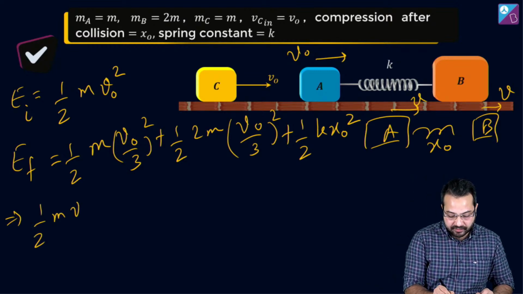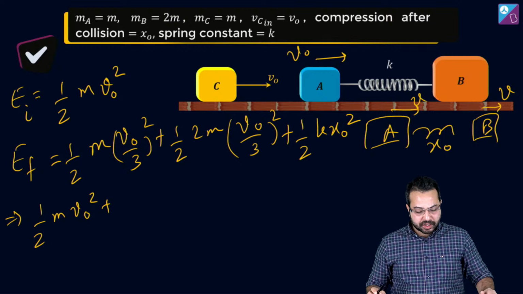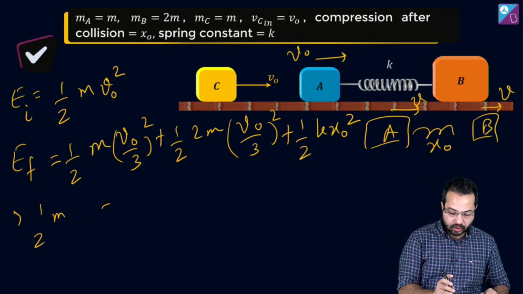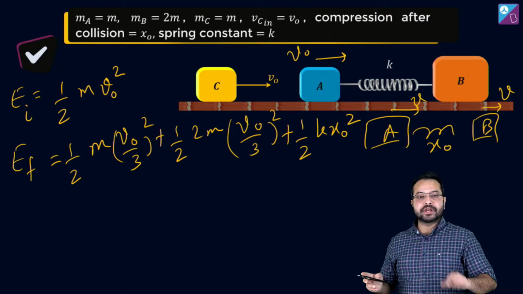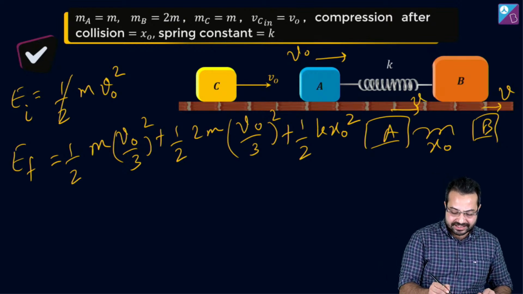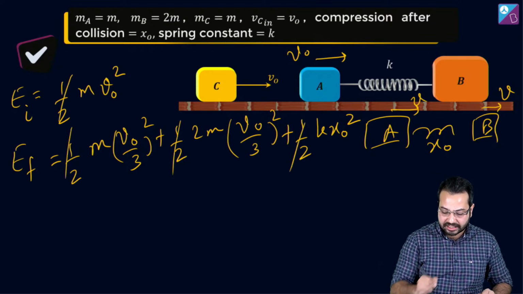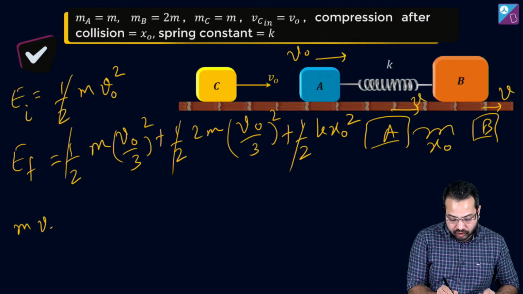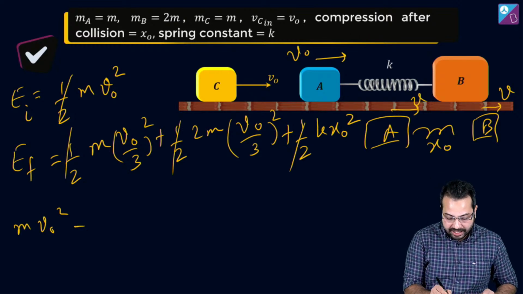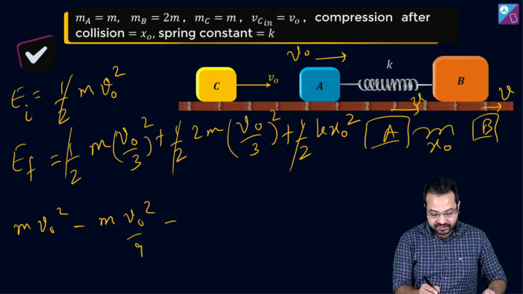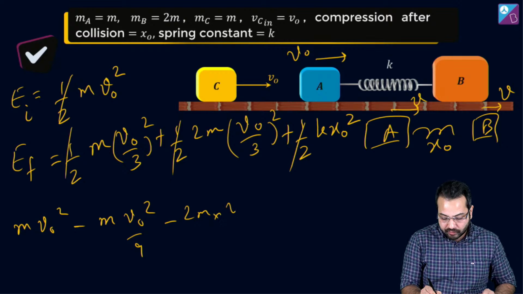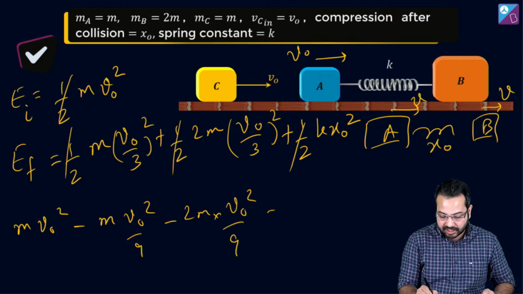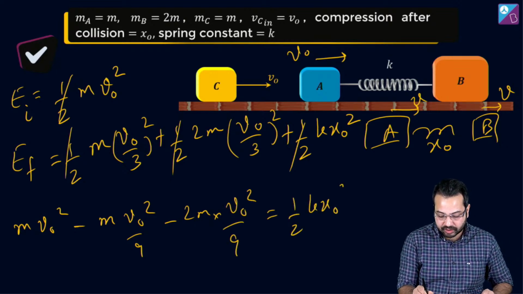So we can equate the initial mechanical energy and final mechanical energy. So this becomes half m v naught square, and from here what do we get? We can just cancel out all the halves. When we do Ei is equal to Ef, just cancel out all the halves, they are needlessly there. And so we get m v naught square, minus m v naught square by 9, minus 2m into v naught square by 9, and this is going to be half k x naught square.